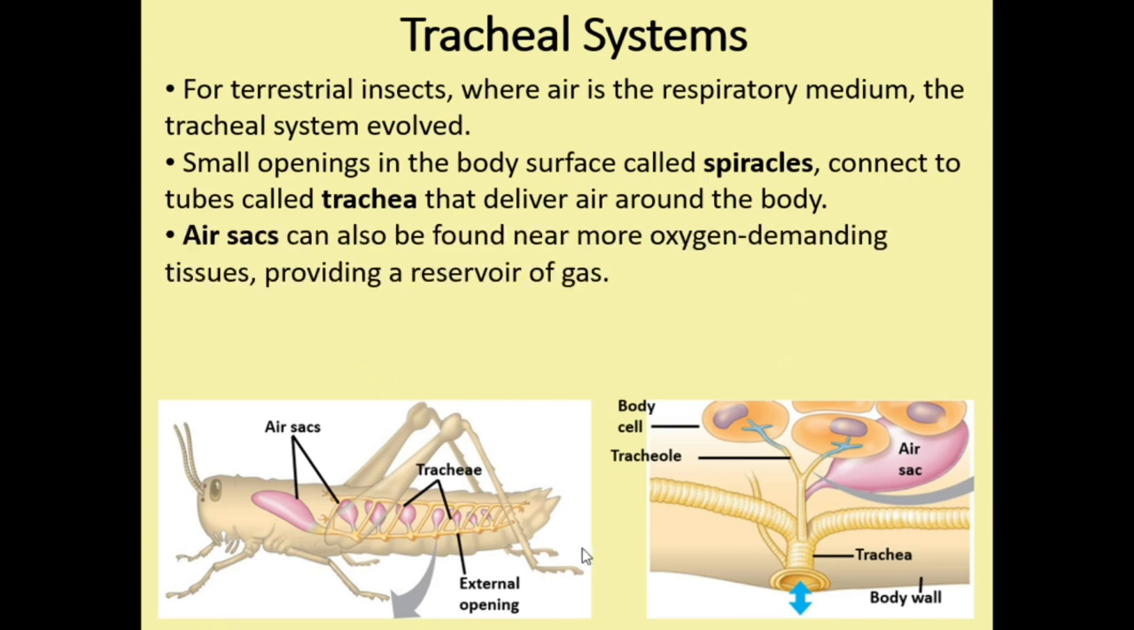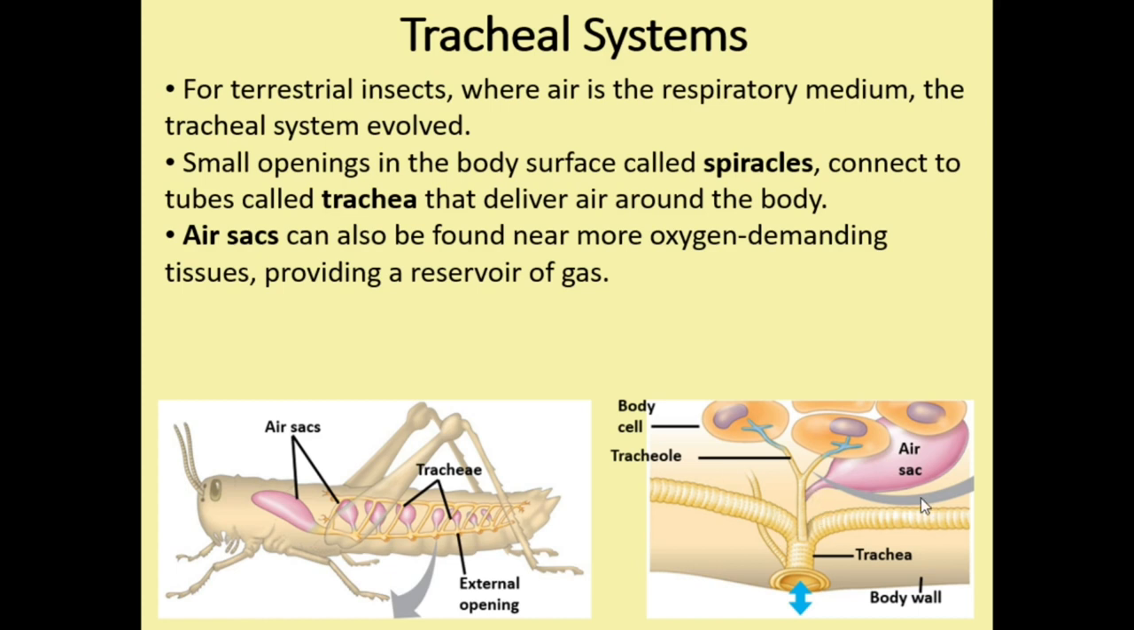What we do find is that the direct flow of air from the spiracles into the trachea and the tracheoles can be supplemented with air that is stored within these air sacs. So if you look at the left diagram here, you can see these purple air sacs, and they act as little reservoirs of air.